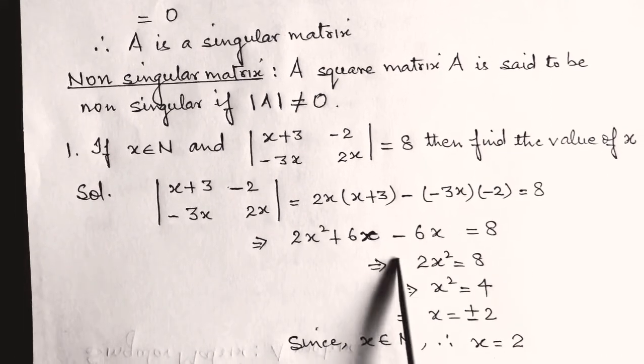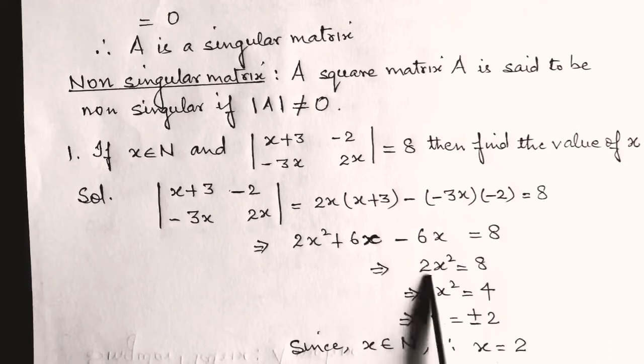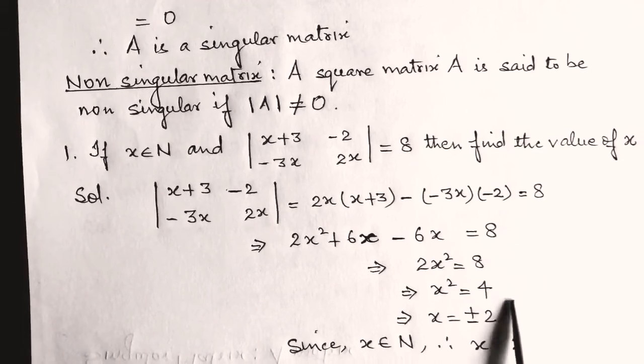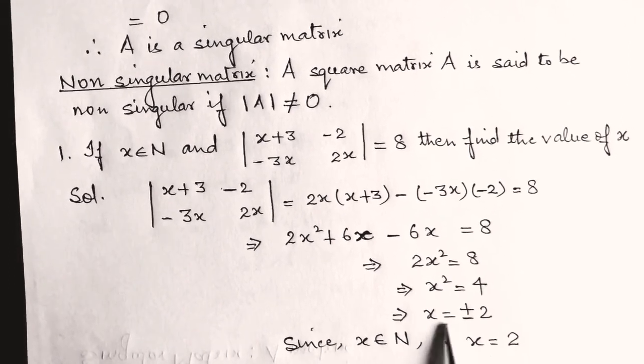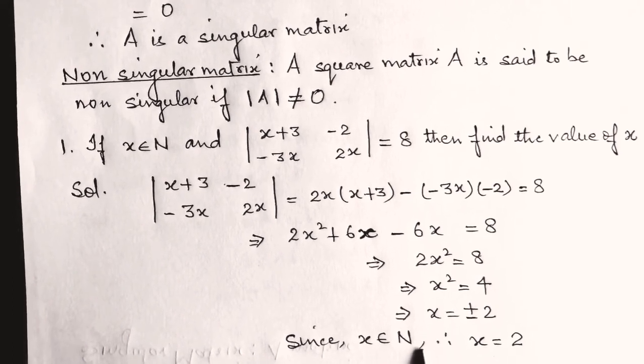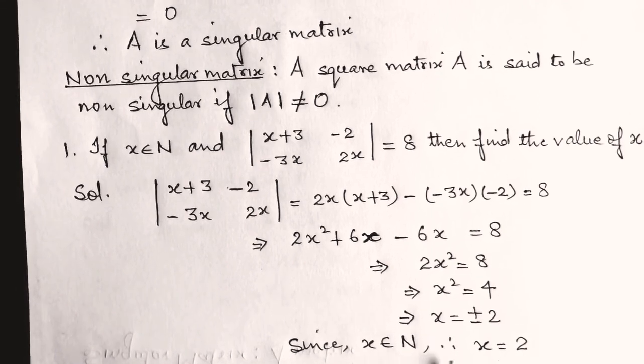So 6x gets cancelled. So you have 2x square is equal to 8. Transpose this 2 to that side, so you have x square is equal to 4. So on taking square root on both sides, x will be equal to plus minus 2. Now since x belongs to n, minus 2 is not a natural number, therefore reject that, therefore x is equal to 2 is the answer.